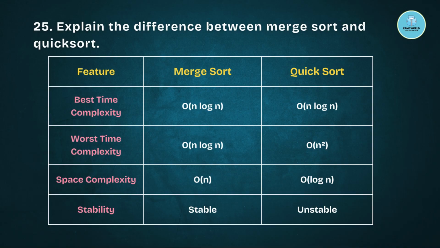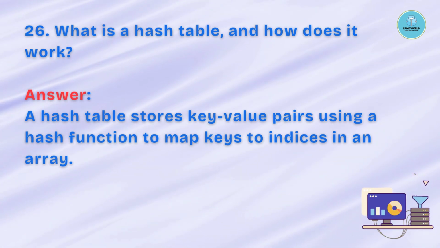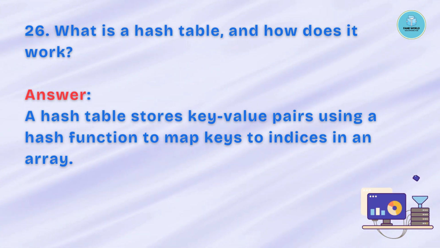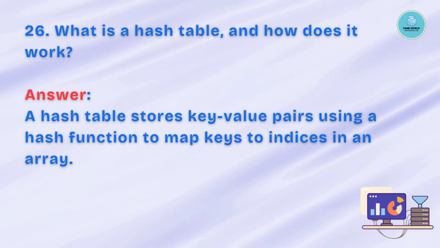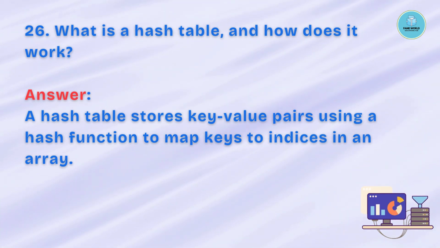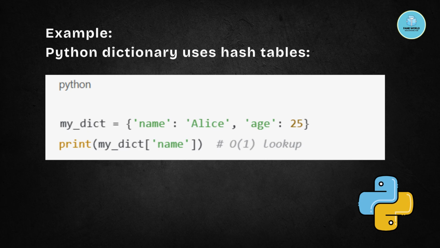Question number 25. Explain the difference between merge sort and quick sort. We are going to compare this on four different features: best time complexity, worst time complexity, space complexity, and stability. So you can just check out this table. Question number 26. What is a hash table and how does it work? A hash table stores key value pairs using a hash function to map keys to indices in an array. Example is as follows.